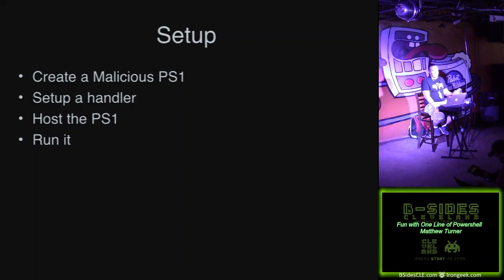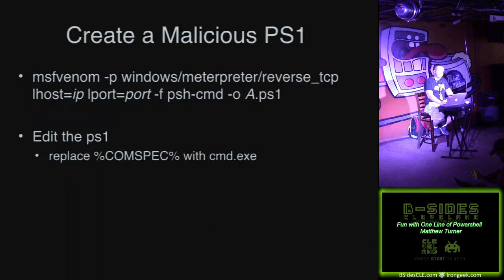So to start, you're going to need three things: a box that you control with Metasploit on it, a method of hosting files, and knowledge of firewall rules or what ports you can connect on. Once those things are taken care of, you'll need to create a malicious PS1, set up a handler, host the PS1, and then get a target to download and execute it.